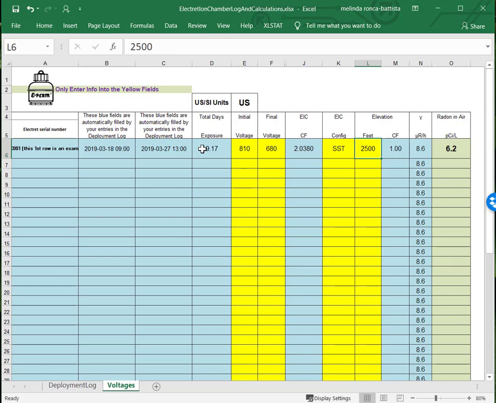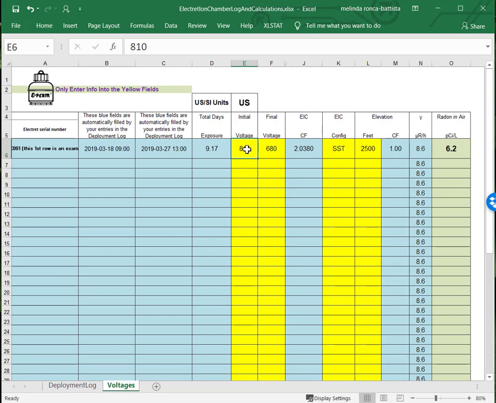And then it automatically calculates, and you can see if you click on any of the blue cells, they're locked. So you just don't have to worry about messing up those calculations. And it automatically calculates that the total exposure was 9.17 days. And then these are yellow, so this is the information that you should enter.